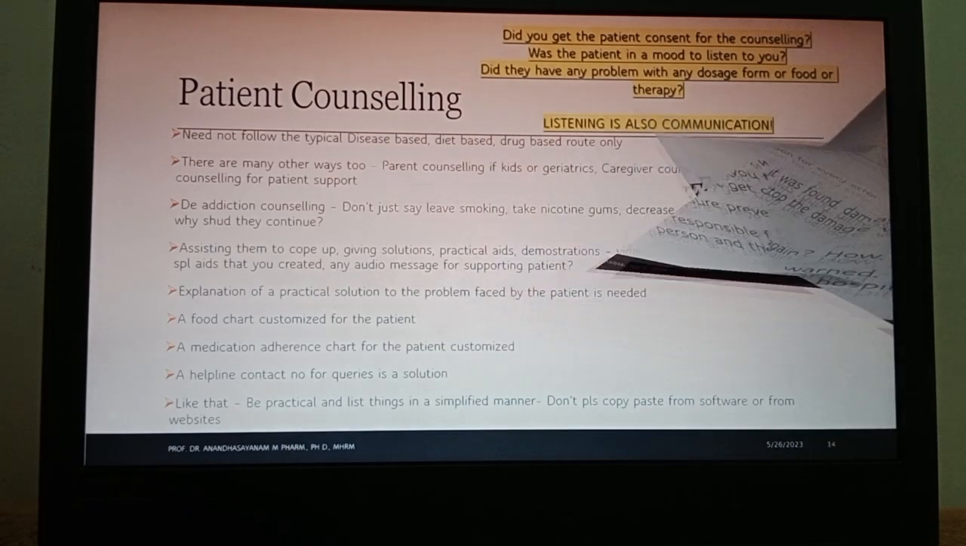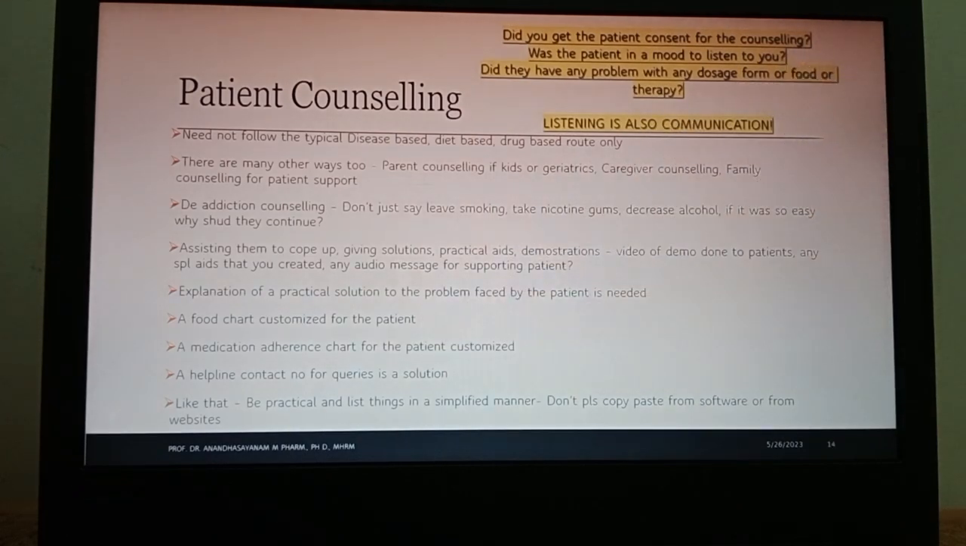Next is patient counseling. Did you get the patient consent before the counseling? Was the patient in a mood to listen to you? Did they have any problem with any dosage form or food or therapy? Listening is also communication. Most of the problems will be solved when people listen. And when the doctor has more patients, he is not able to listen. You have to be the person who listens, right?